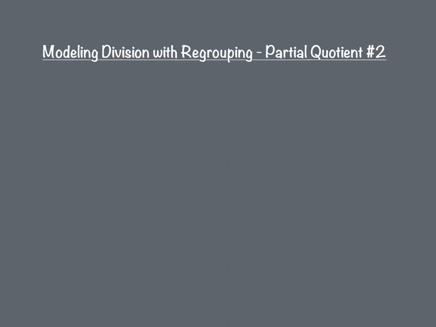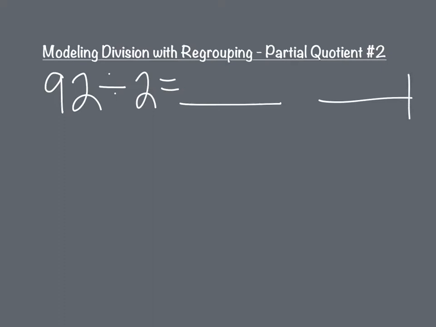Now let's try it with just a division problem. So if you have 92 divided by 2, and we're looking for the quotient, we can still model it with the division showing the regrouping. So what is my total for this problem? That's right, it's 92. So again, I can draw my word problem structure. 92 is my total.